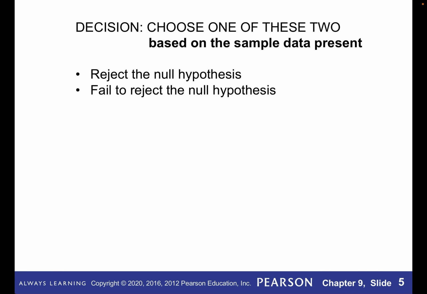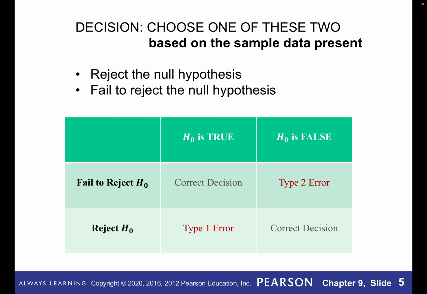So again, we have to make a decision. We have two options. And so based on the sample data present, we'll make that decision. There are four situations. You can see there in the second column here, that's the column that represents the situation where the null hypothesis really is the truth. And the second column represents the situation where the null hypothesis really is false. So the alternative really is true.